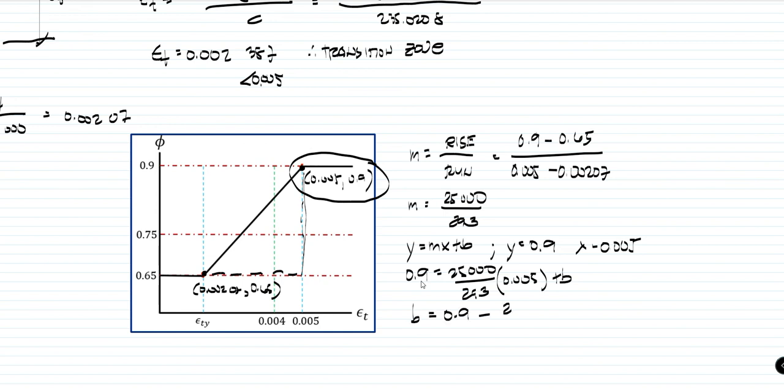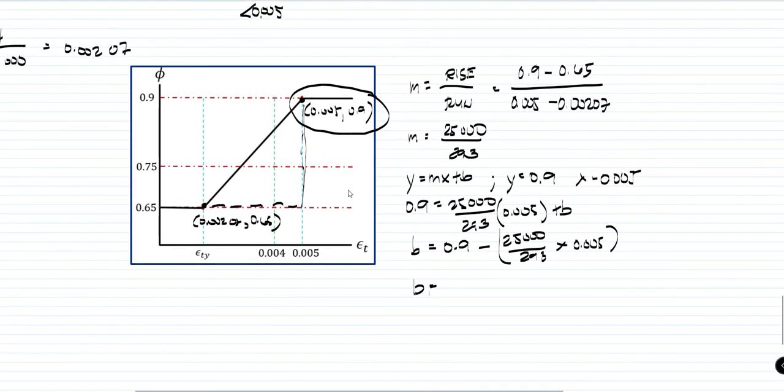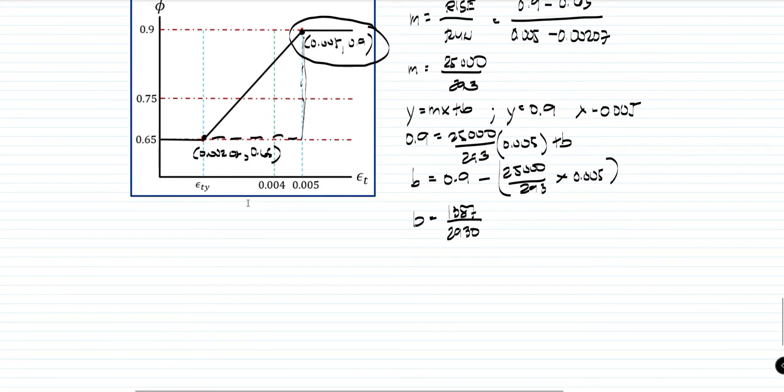Idededuct mo ngayon yung 25,293 multiplied by 0.005. The answer will be equivalent to 1387 over 2930. Ito ngayon yung ating y-intercept. So, after getting the y-intercept, meron na ngayon tayong equation of our reduction factor, which will correspond to, syempre, ang y natin yung reduction factor.